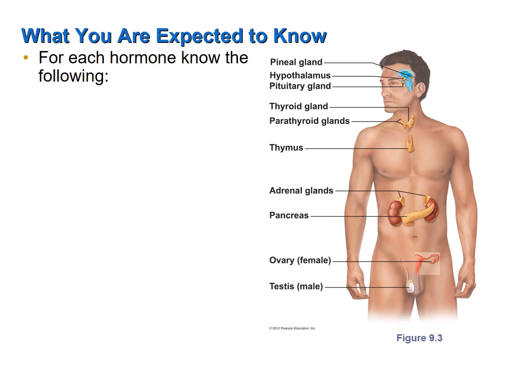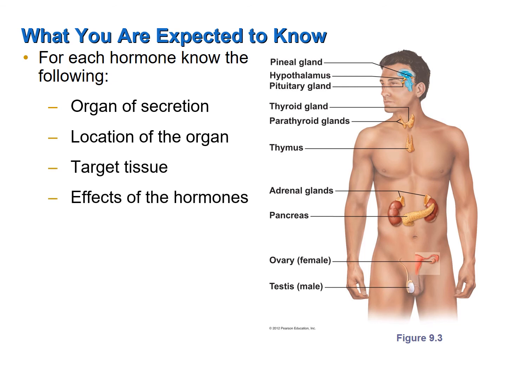And for each hormone, you'll be responsible for knowing the following. I want you to know what organ or gland is responsible for secreting the hormone. I would like for you to know, in general, where that organ or gland is located. For example, I want you to know that the thyroid gland is located in the neck and that the parathyroid glands are located on or around the thyroid, for example.